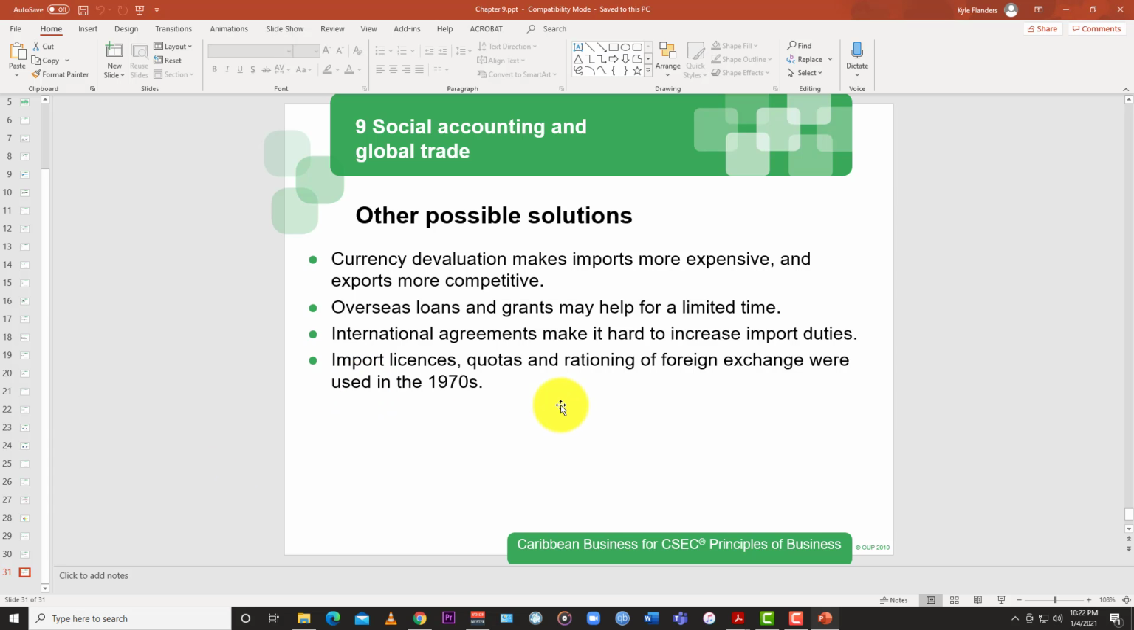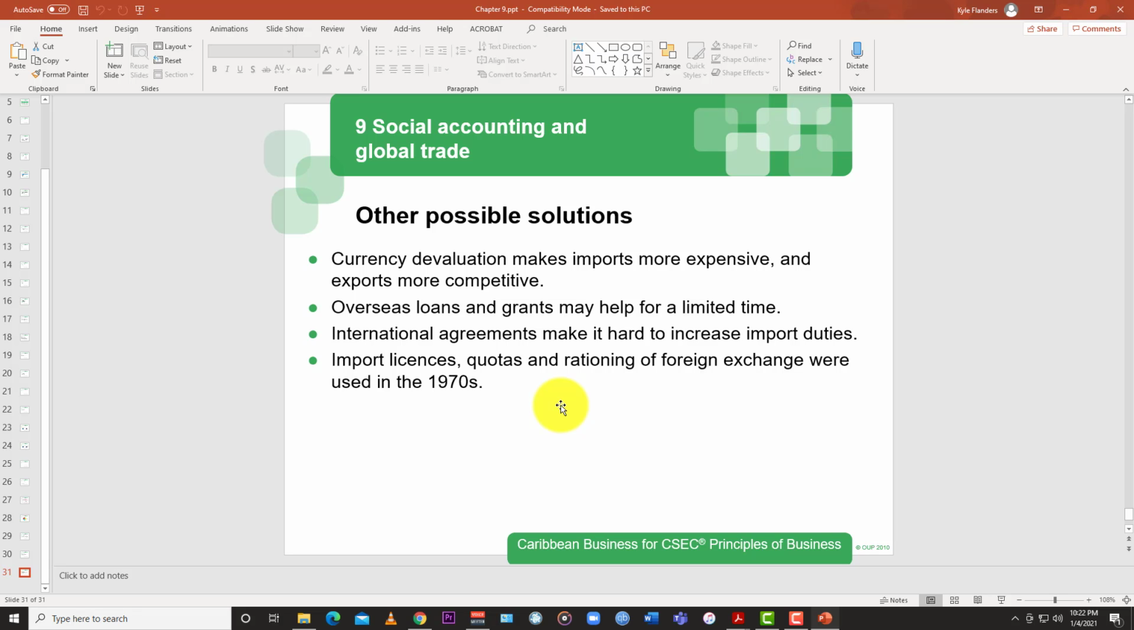And of course, you can also use quotas, meaning you only allow a certain level of imports of certain items within your country, and that can cut down the imports and raise the exports to try and correct the balance of trade deficit issues. Also, of course, import licenses, where you limit the number of licenses you distribute to persons so that you can bring down the level of imports and take up the level of exports in order to correct the balance of trade, balance of payment issues.